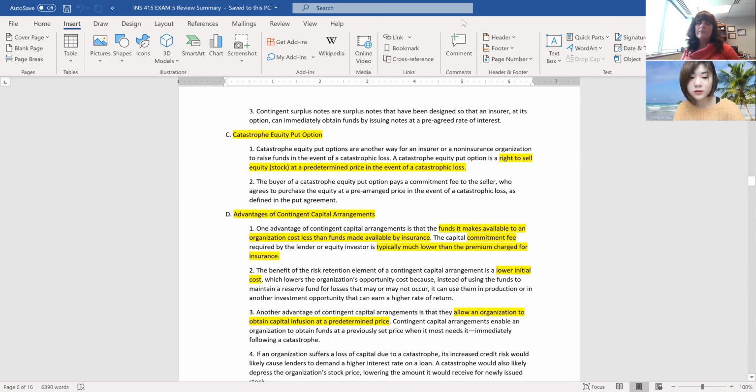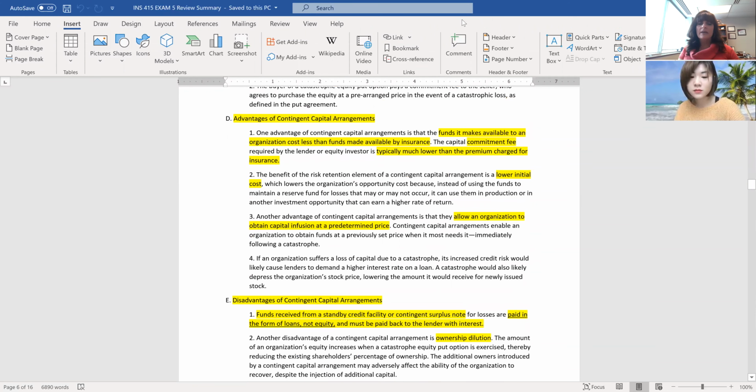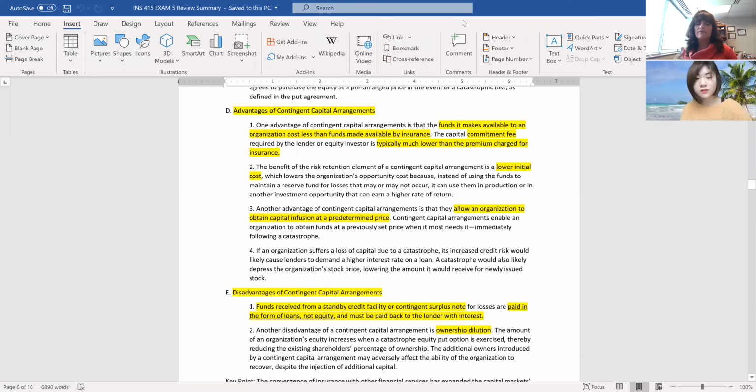So what are the advantages? Well, one, it makes funds available. You can probably negotiate cheaper on the front end before you have a loss. After you have a loss, just like the COVID event, people don't know the financial stability of organizations; it is shattered after an event. So having that arrangement up front really lowers the premium that they're going to have to pay. And there's a lower initial cost by having these set up. And it allows you to get that capital infusion from someone else at a predetermined price.